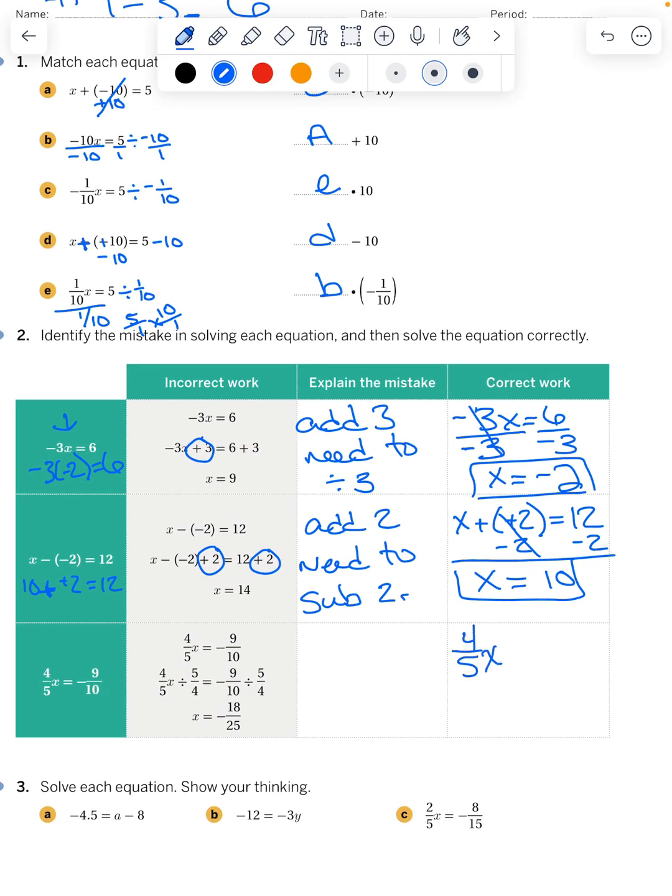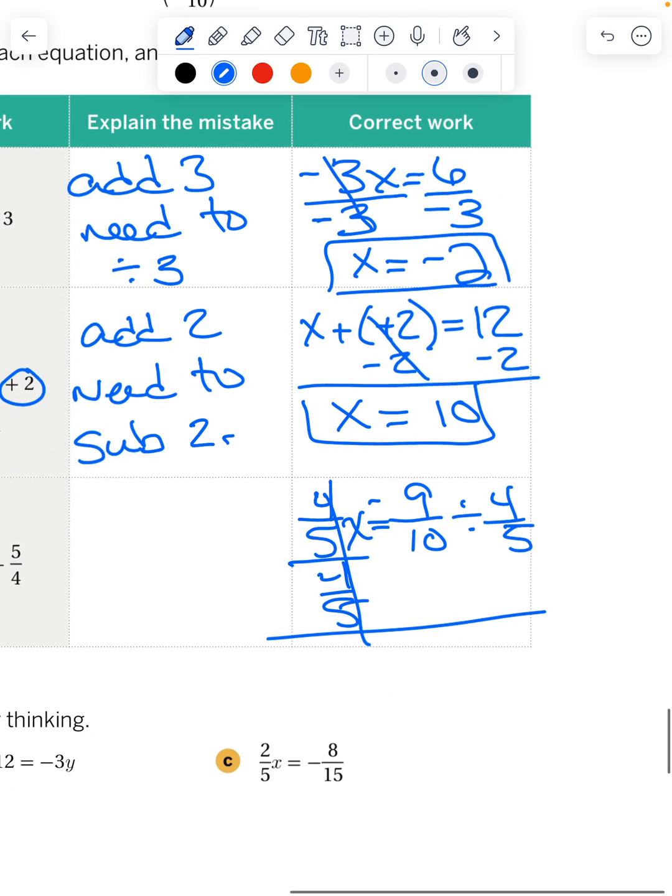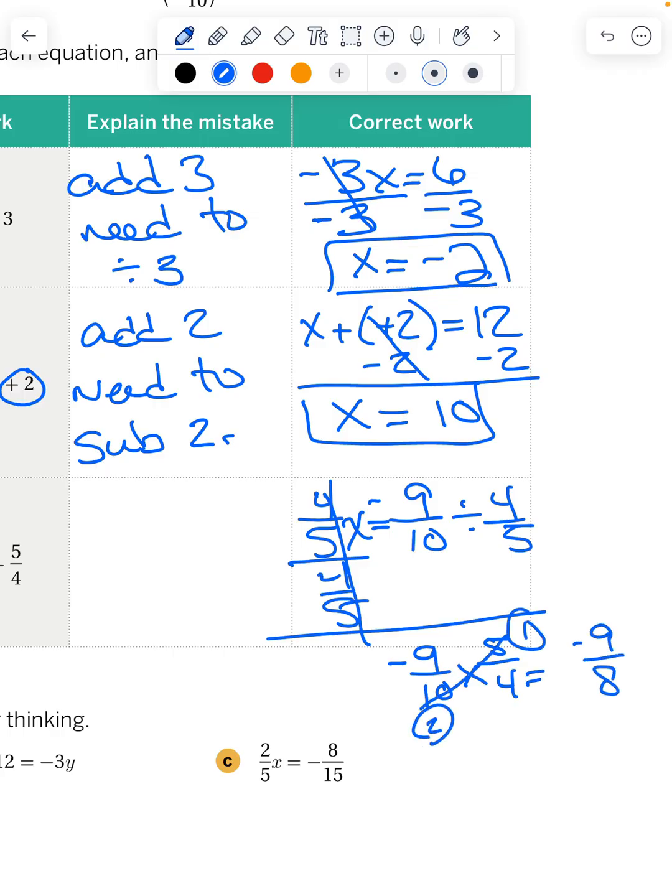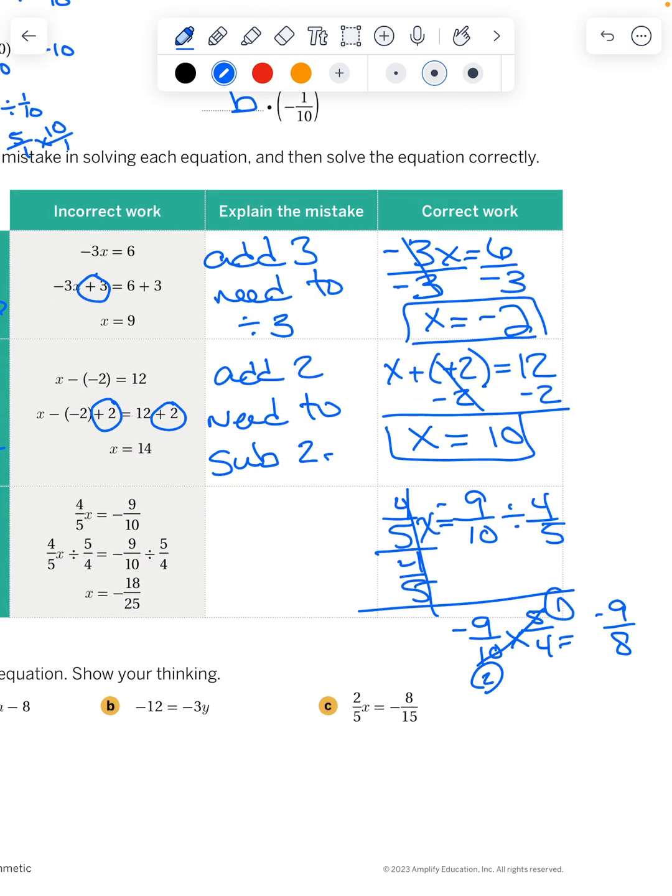Let's look at the next one. 4/5 times something is a negative 9/10, so I need to divide both sides by 4/5. Okay, we don't divide fractions, we keep it, switch it, flip it, so I have a negative 9/10 times 5/4. I can cross cancel. And a positive and a negative is a negative. So I have a negative 9/8, which is 1 1/8.